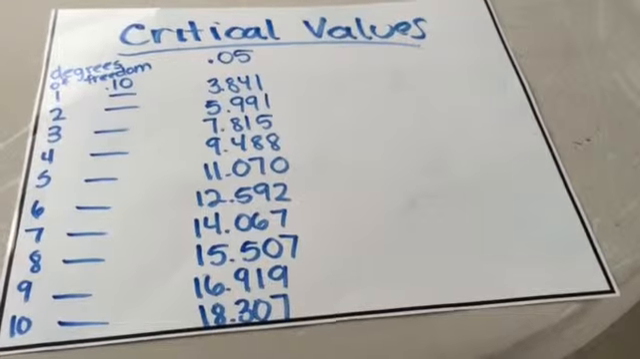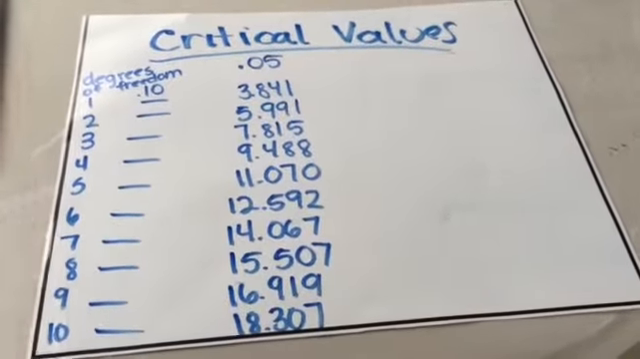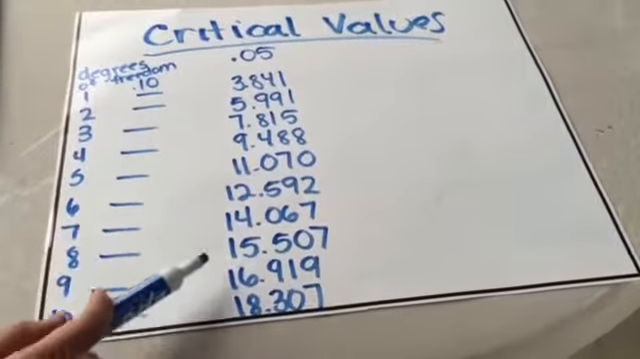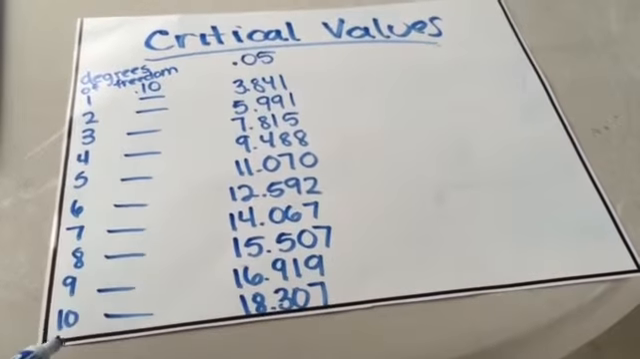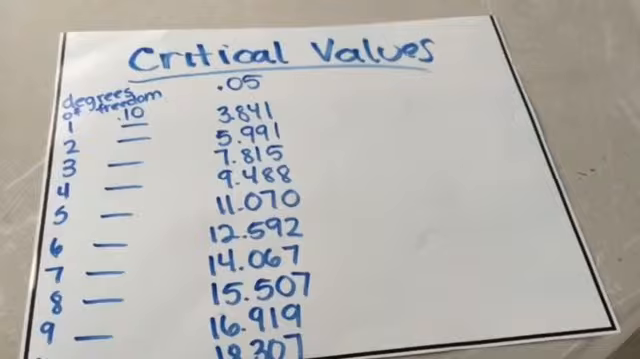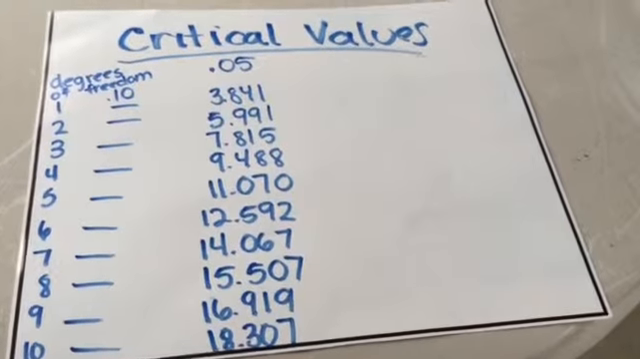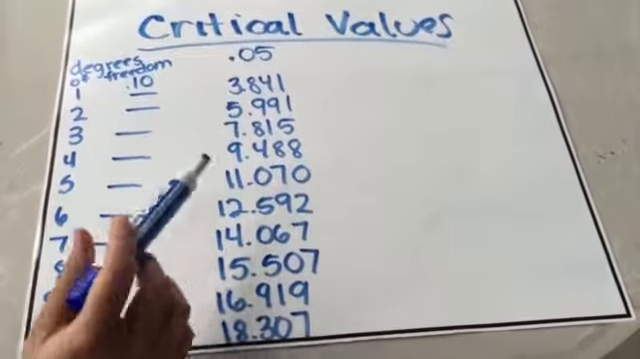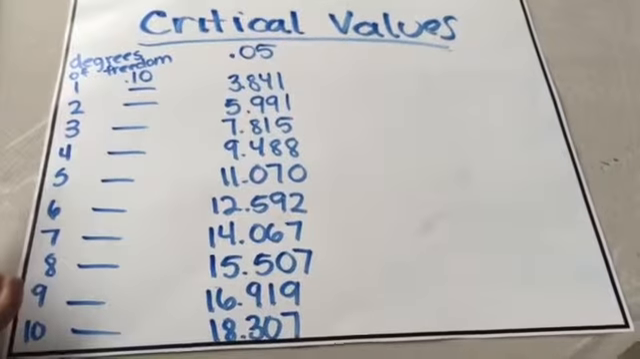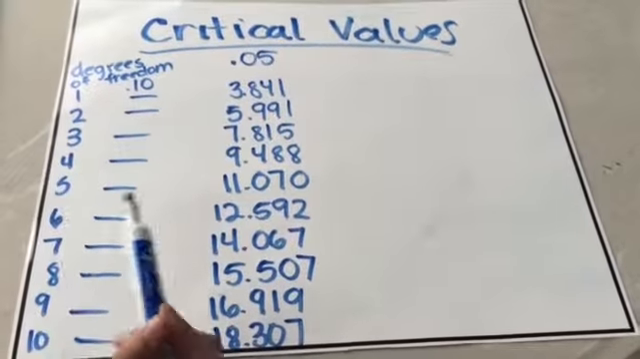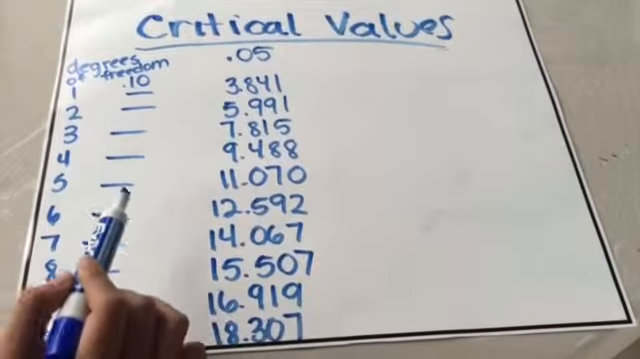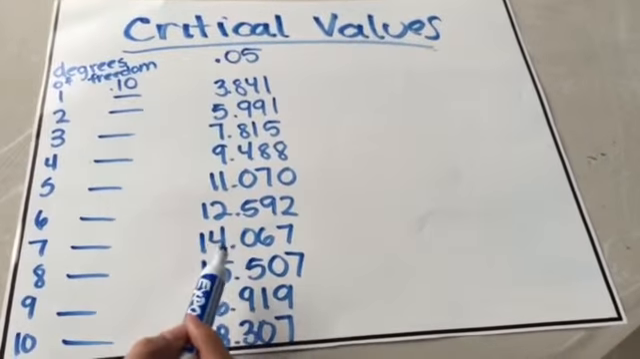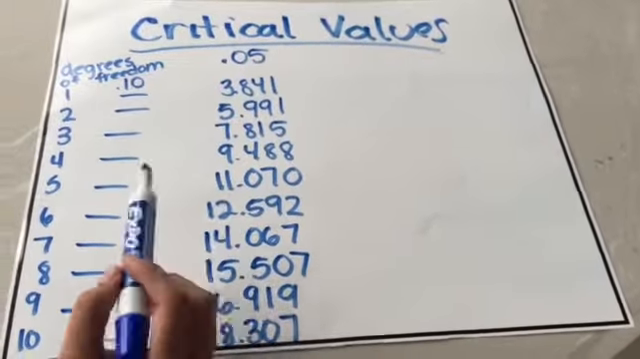These will be the critical values that we will need for the example later on. These are your critical values and your degrees of freedom. If your solution at the end is more than the critical value, depending on your degrees of freedom, you have to reject it. But if it is less than the critical value, you can accept that solution.